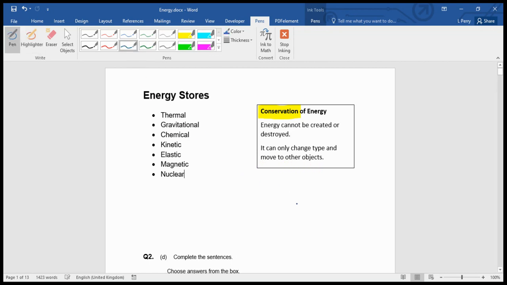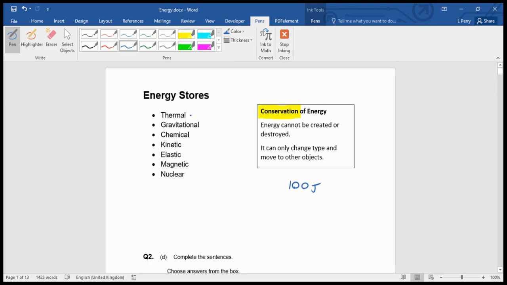What I mean by that is if I've got 100 joules of energy, I can change it between the different types, or I could give it to something else, but there must still be 100 joules of energy at the end. Now, the 7 different types of energy you need to know. You won't be asked to list them. You'll be asked to use them in a context, so the question will help you remember them.